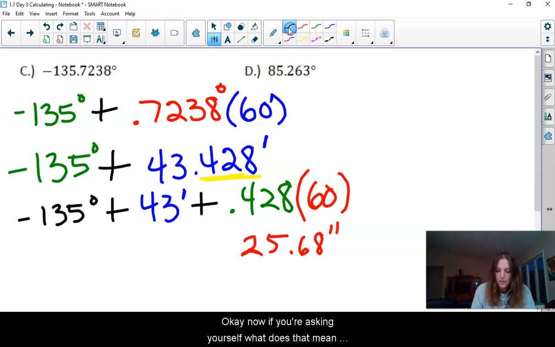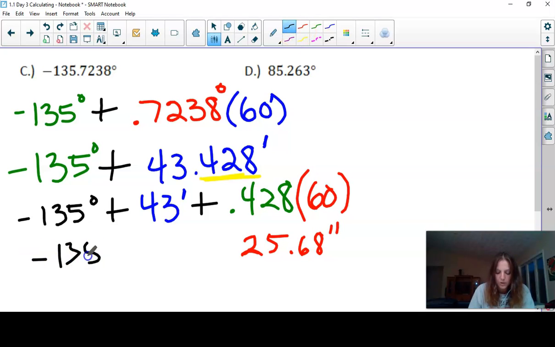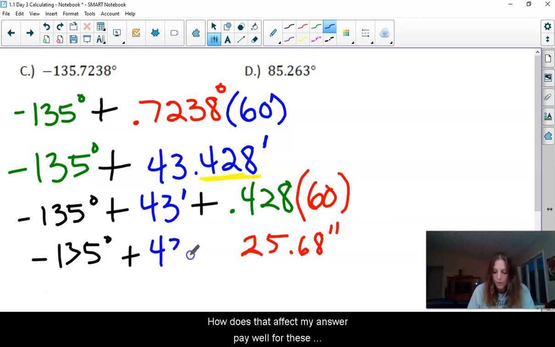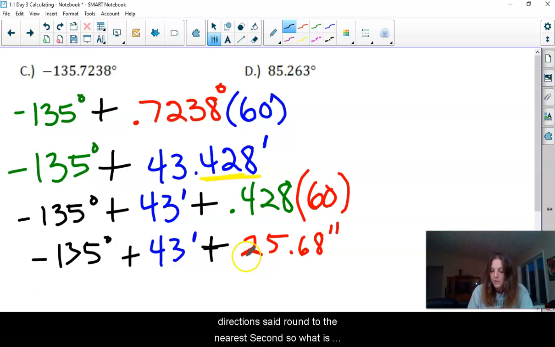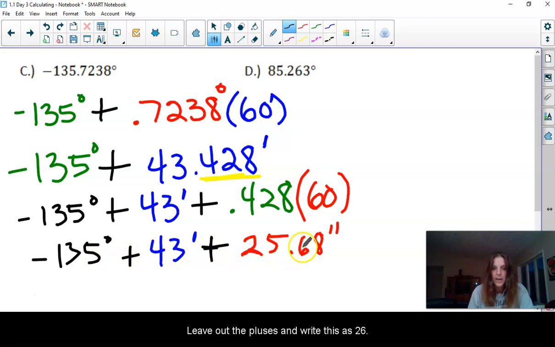Okay, now if you're asking yourself, what does that mean about this answer? If I have some parts of a minute, some parts of a second, how does that affect my answer? Okay, well, for these questions, you're not actually going to be adding these minutes and seconds together. Instead, the directions said round to the nearest second. So this 25.68 would round off to 26. So go ahead and write out your answer, leave out the pluses, and write this as 26.